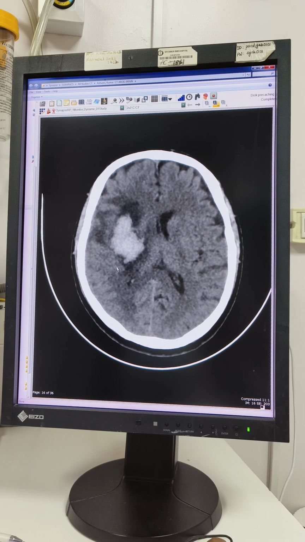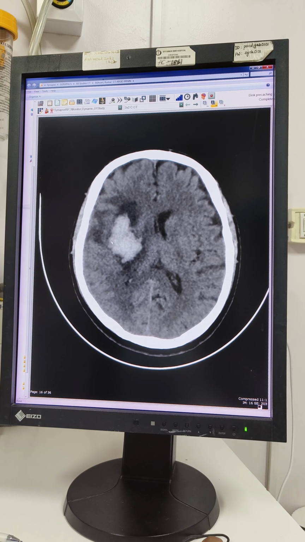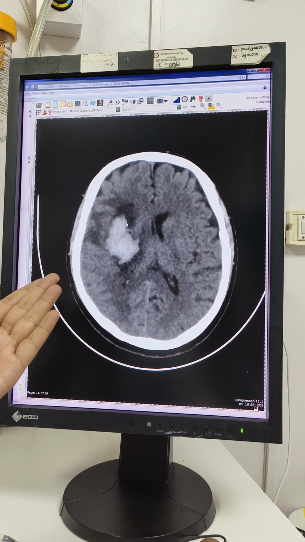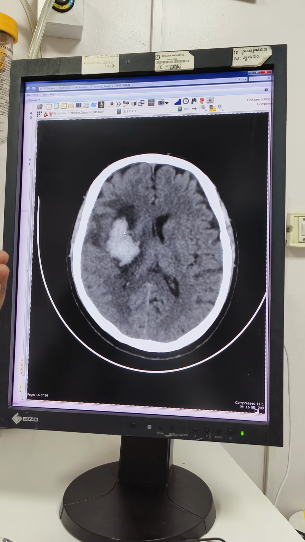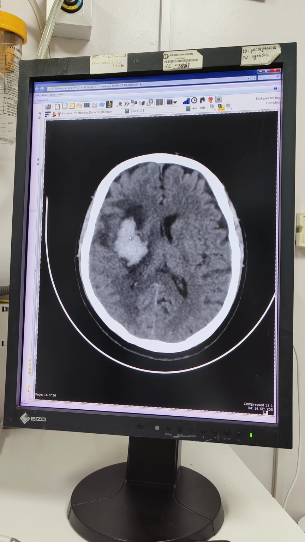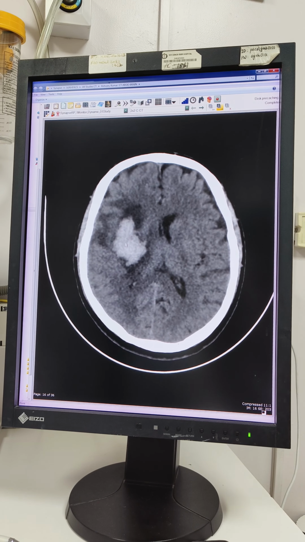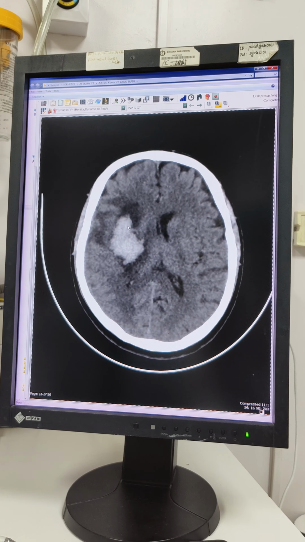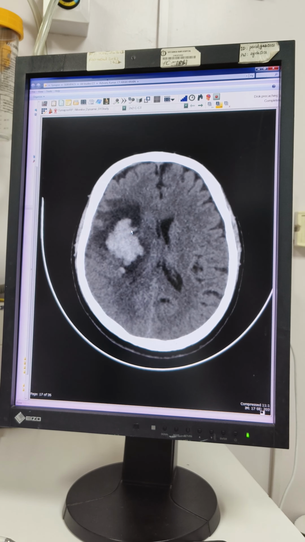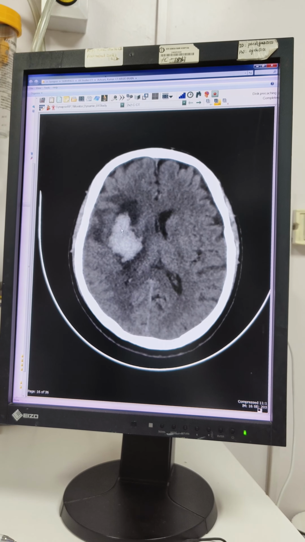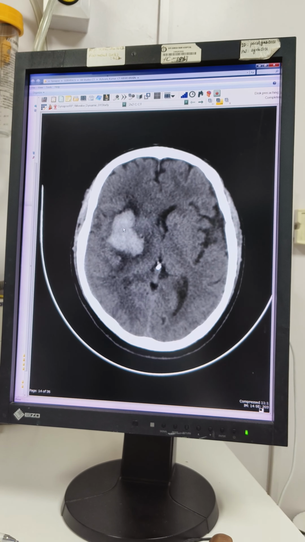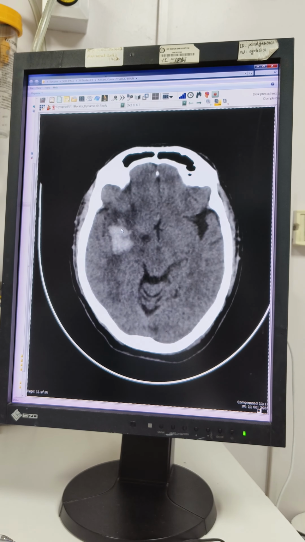This blackish area is the perilesional edema. This area is usually the infarcted area surrounding the bleed, which is caused by the compression of the bleed. The bleed looks white on the CT scan, which means that it is an acute intracerebral hemorrhage. Apart from that, what are the other signs which demonstrate the raised ICP?